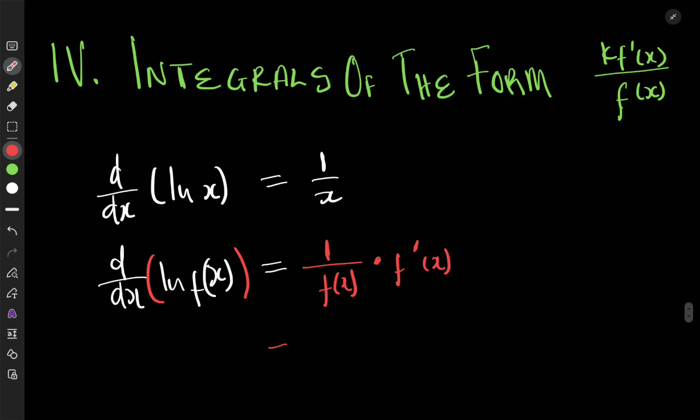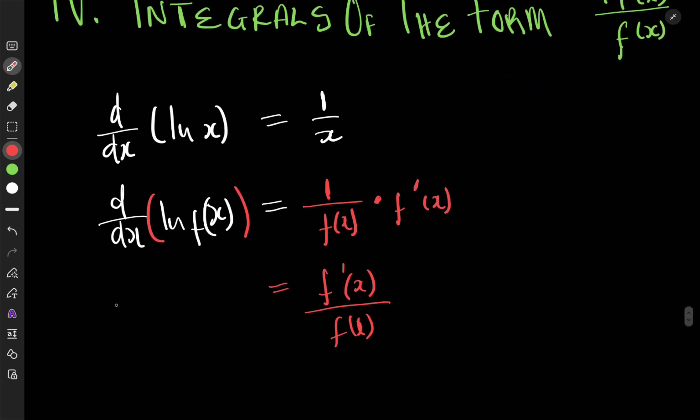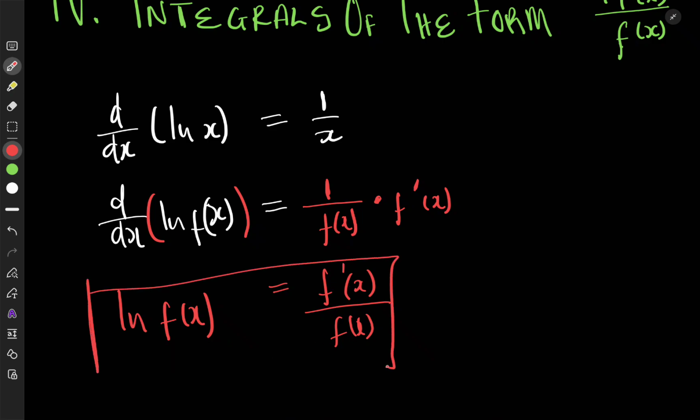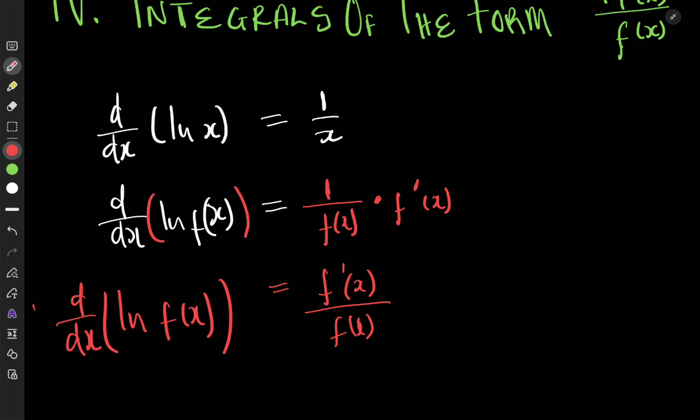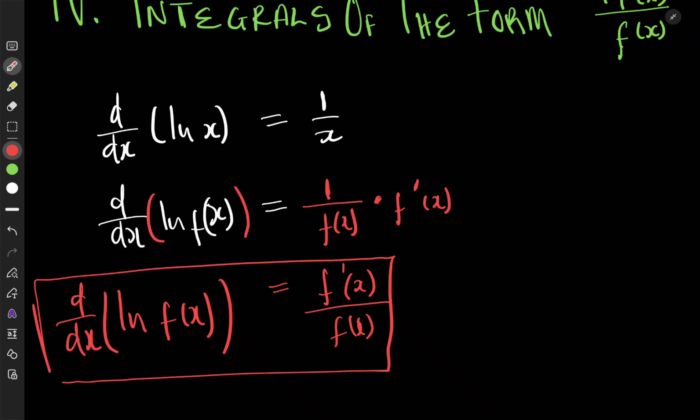And we like to just write it to say it is the first derivative over the original function. If you're getting ln of some function, you just differentiate that function and then you put it over its original. That is going to be the derivative, not of ln x, but the derivative of ln f of x. This is what you get.